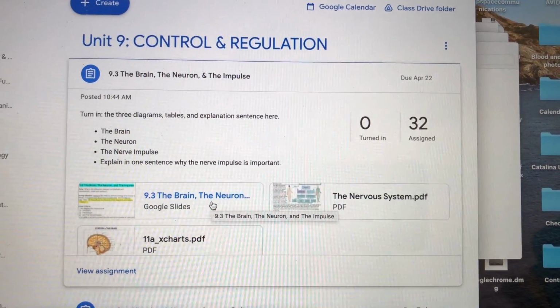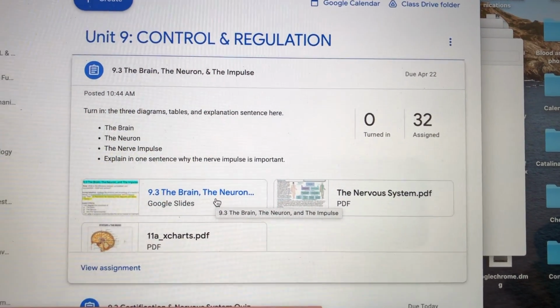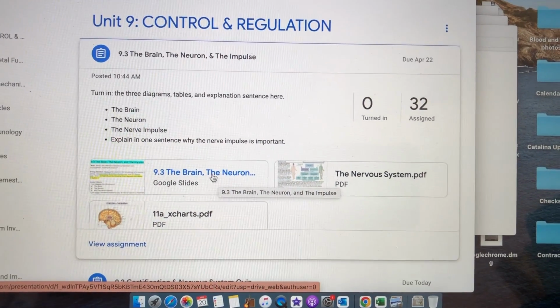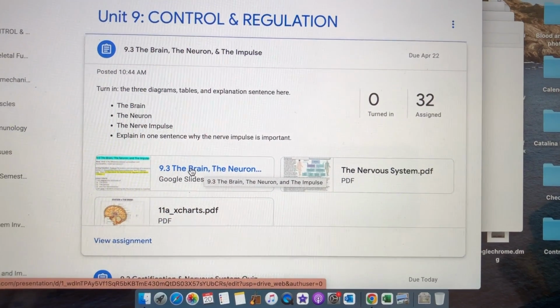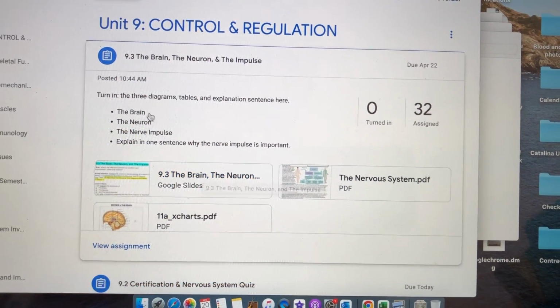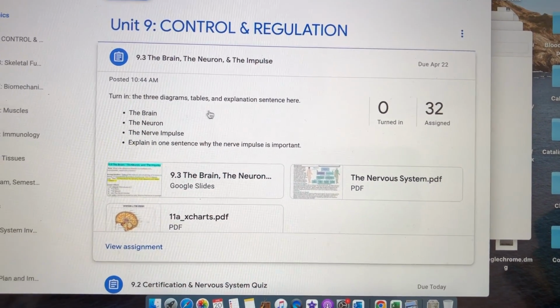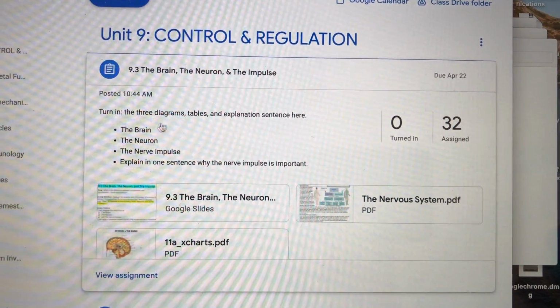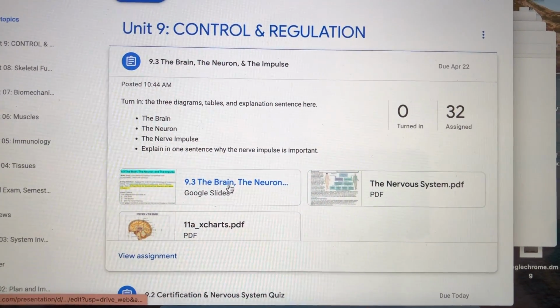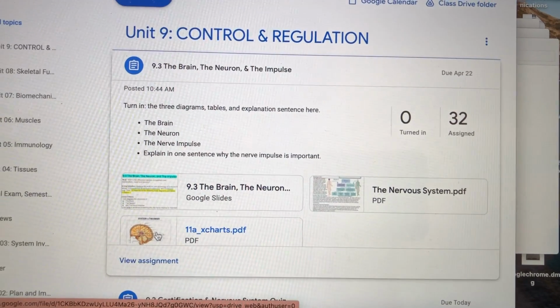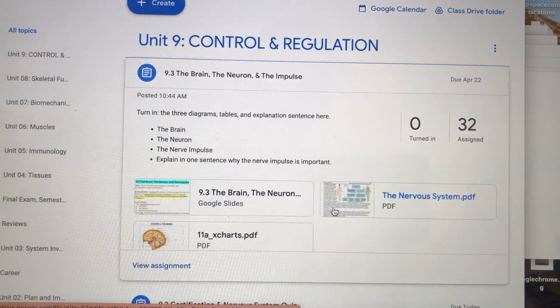You are learning about the brain, the neuron, and the impulse. And here in Google Classroom, you can click on the slide so that you can turn in the 3 diagrams, tables, and explanation sentence. You can look at the slide for directions, and you can look at these charts for things to draw and trace.